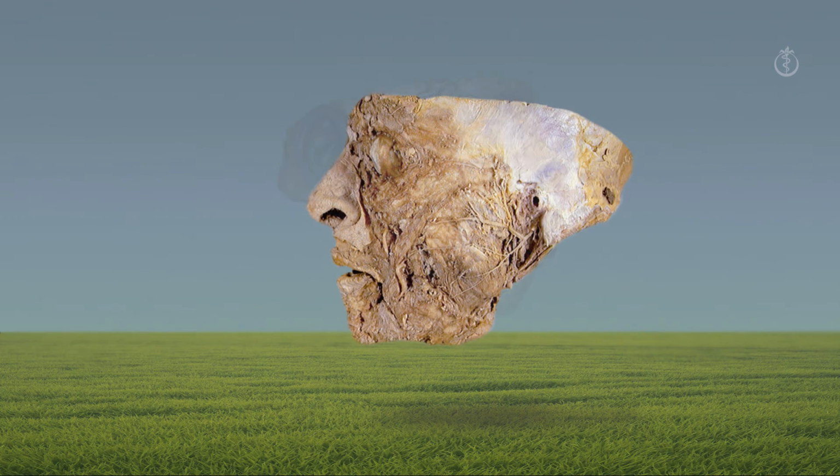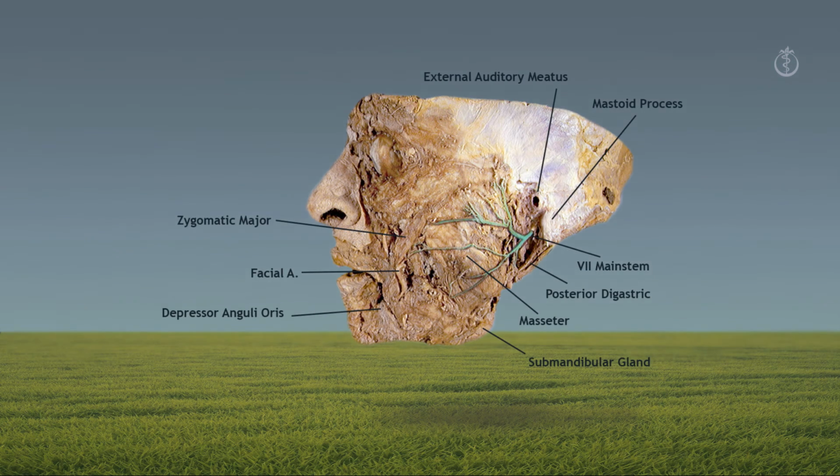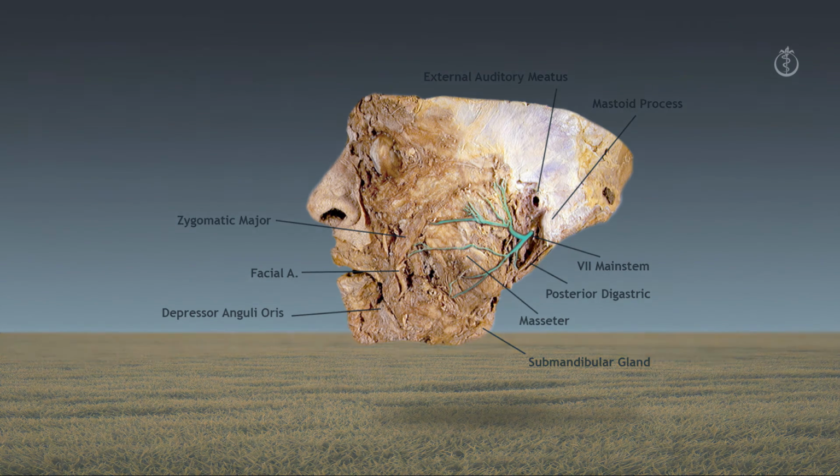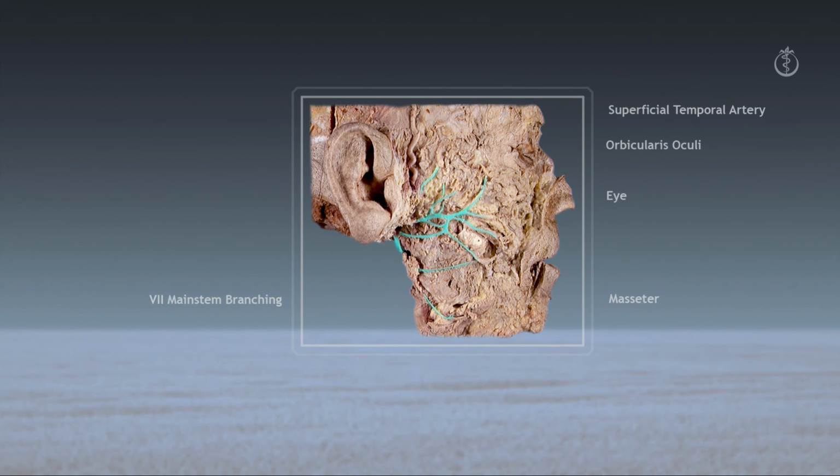In this dissection, the parotid gland has been removed to show the facial nerve exiting the stylomastoid foramen and dividing into its terminal branches. This dissection is similar to the previous one. Again, the parotid has been removed to show the branching of the facial mainstem.